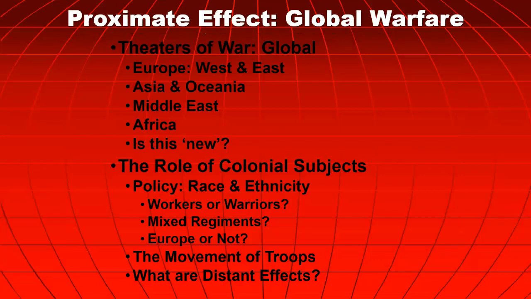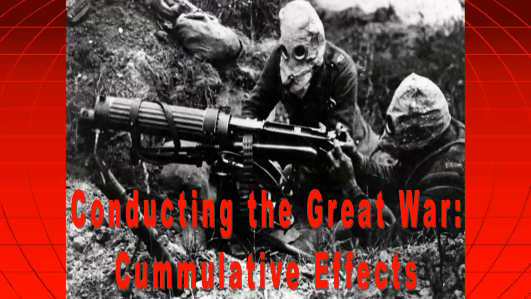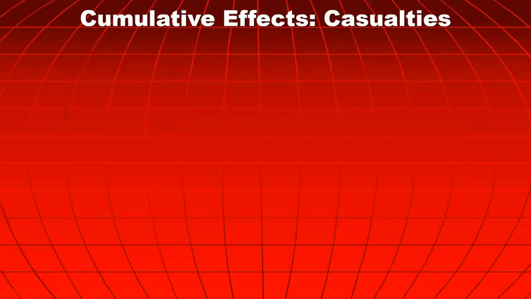Now, there's going to be distant effects of all of this. We'll get into that a little bit later on. But at the present, there's another category that I want to introduce you to called cumulative effects. This would be the right-hand column if you're taking notes on the sheet that you were provided. Cumulative effects are the proximate effects that add up over time. Okay, they're adding up over the course of the Great War.